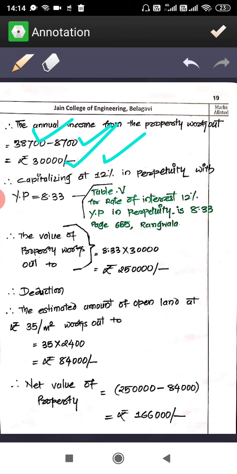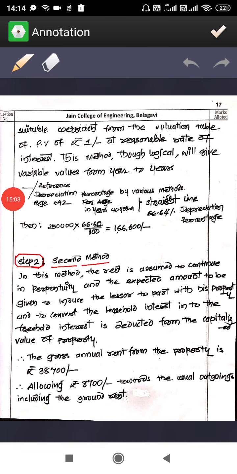Now what we can work out easily is this: you have to multiply this 30,000 with 8.33. So there you are going to get the value of property, that is going to be 2,50,000 something, right? Now if you multiply this property value with 66.64 percentage, then you are going to get the net value. So you are going to get 1,66,600 as your value.